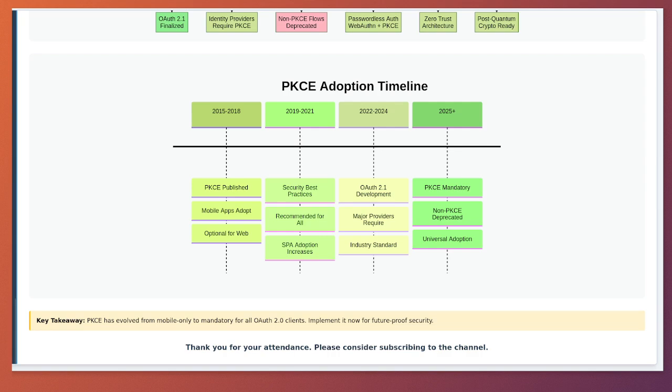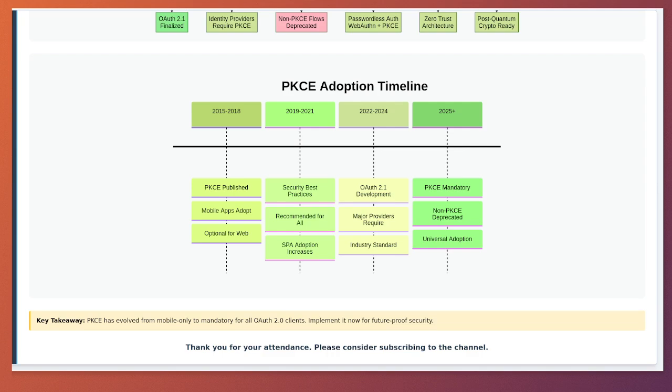Decentralized identity systems and self-sovereign identity are emerging paradigms that could change authentication architectures. These systems give users more control over their identity information and reduce reliance on centralized identity providers. Even in decentralized systems, the fundamental security problem that PKCE solves, protecting authorization codes from interception, remains relevant. PKCE principles could be adapted to work with decentralized identity protocols.